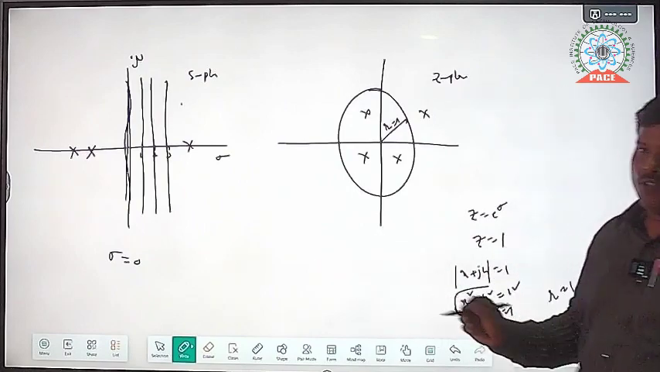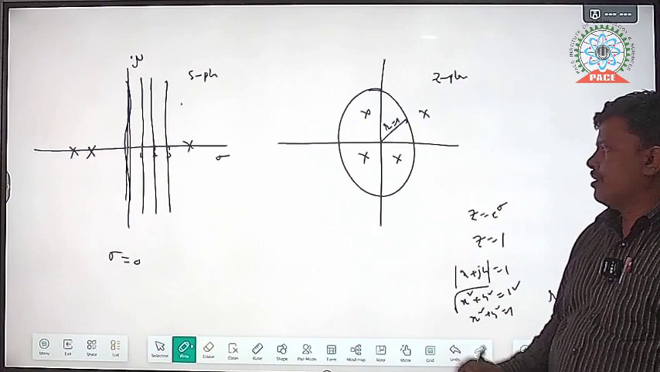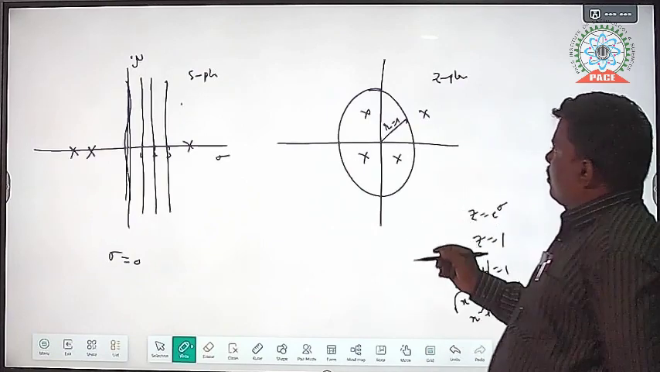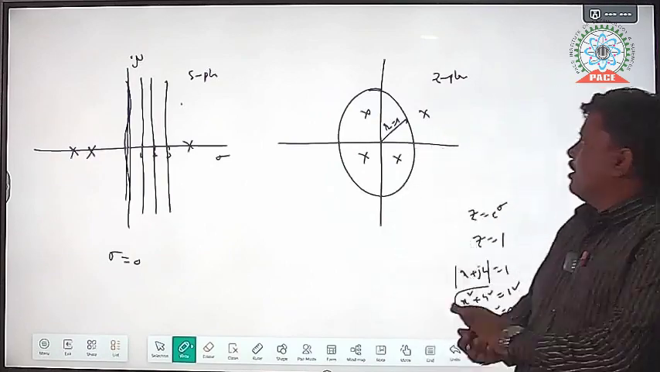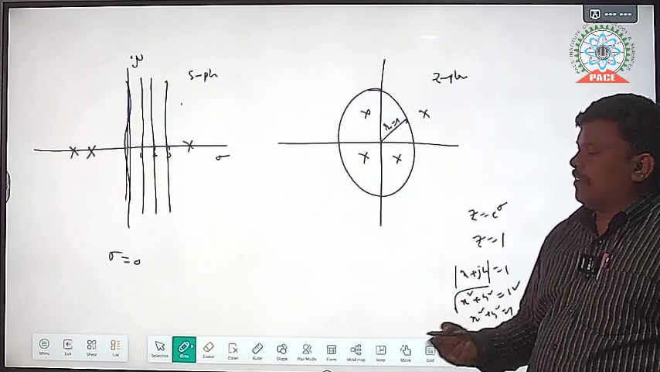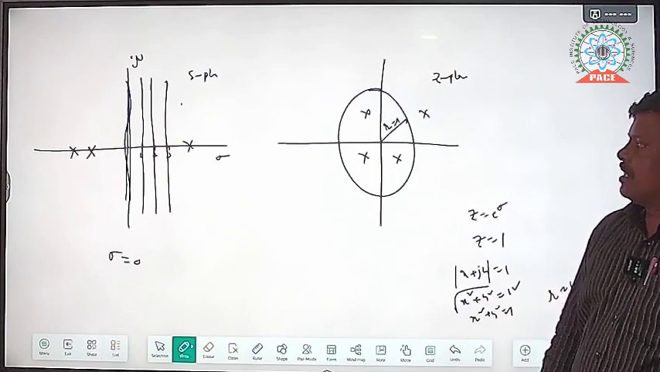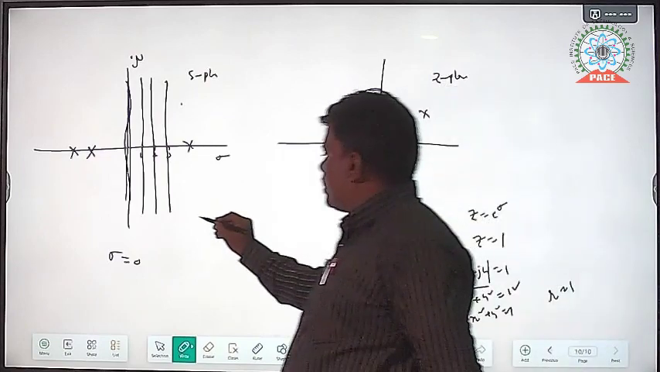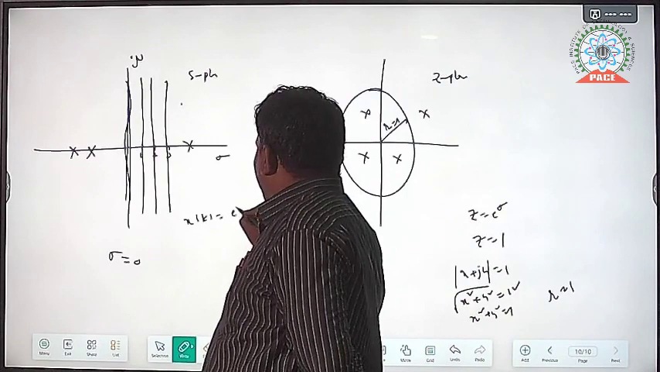For system stability, here also the region of convergence matters. Suppose the signal is a one sided signal, or a two sided signal, or has both kinds. Based on the nature of the signals, the region of convergence also changes. Suppose x of t equal to e power minus 2t plus e power minus 3t. This is a combination of right sided signals.